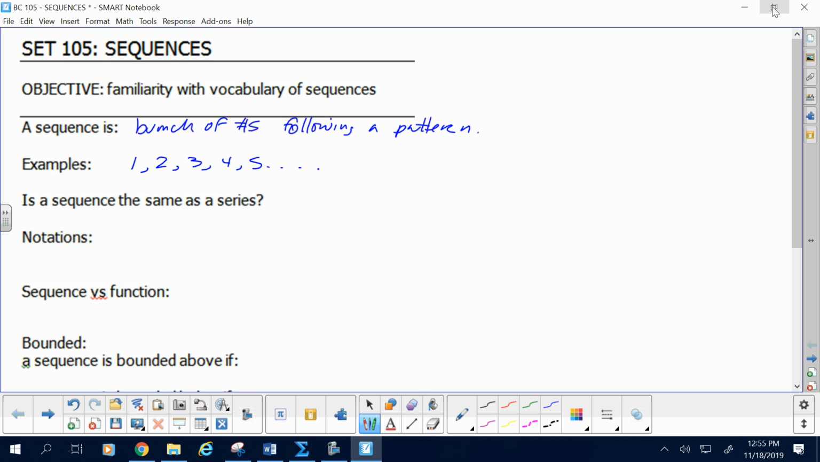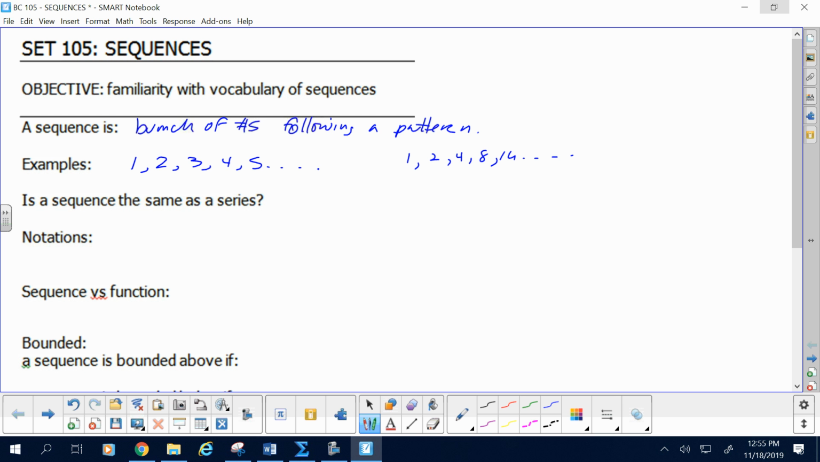Or 1, 2, 4, 8, 16. What kind of pattern is that? Geometric. You're multiplying by 2 each time. Lots of different types of sequences. You could alternate. We'll talk more about that in due time.